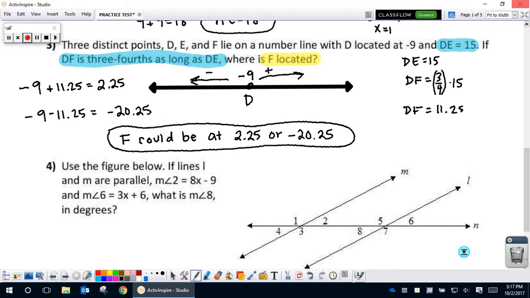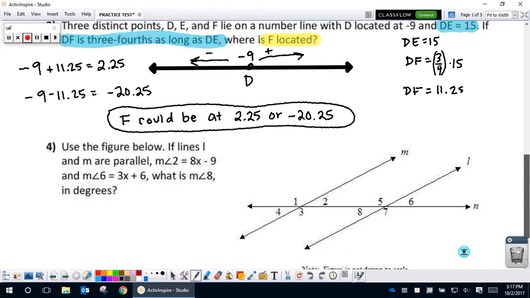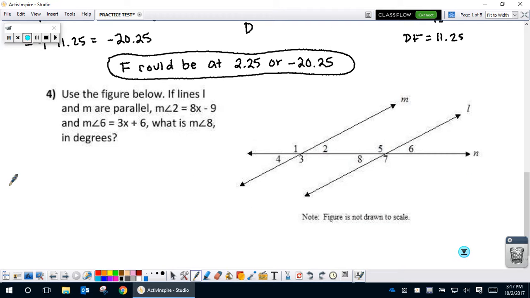Okie dokie. All right, moving on to number 4. First thing you want to do with a picture like this is take your given information and label it. We also know that lines L and M are parallel. So we know corresponding angles, I'm going to abbreviate, are equal. Okay, so let's take what we know. 8x minus 9 is the measure of angle 2, and the measure of angle 6 is 3x plus 6.